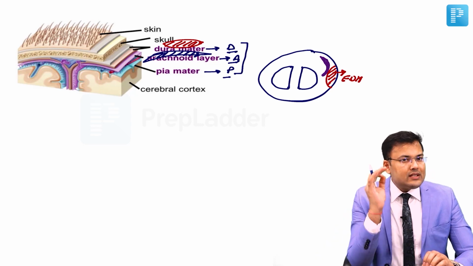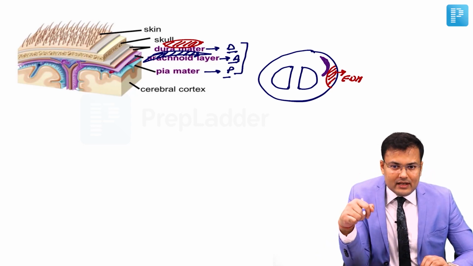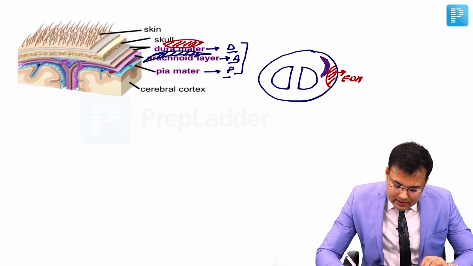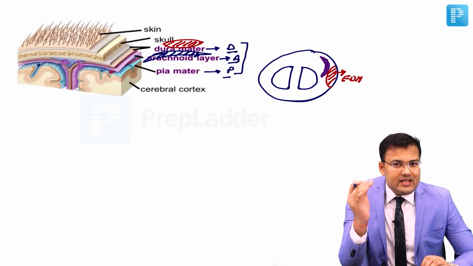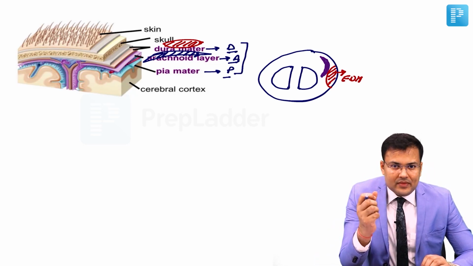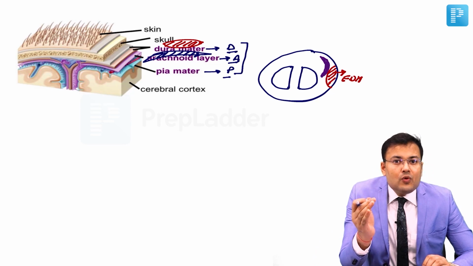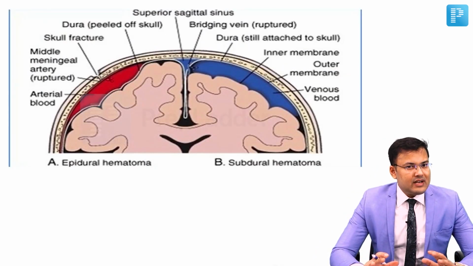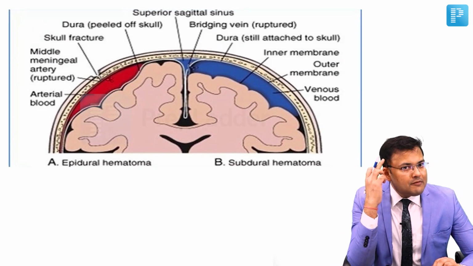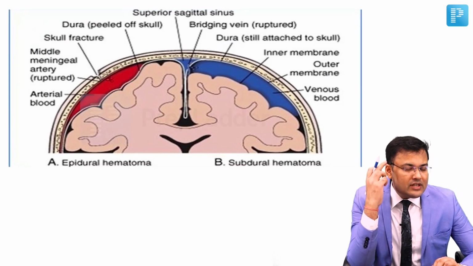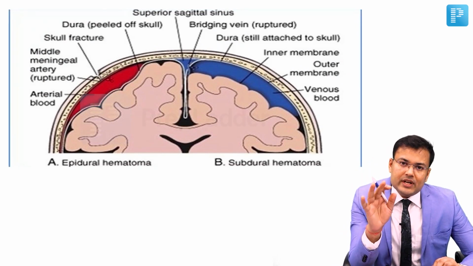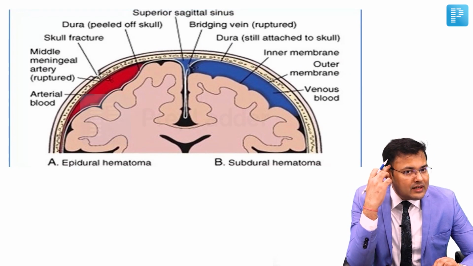Clear? So why is this extradural hematoma of red color and this subdural hematoma of blue color? Because EDH is arterial and SDH is venous. For better understanding, see this diagram. There is the weakest point of the skull, known as pterion. And pterion is located in which bone? It is located in the temporal bone.